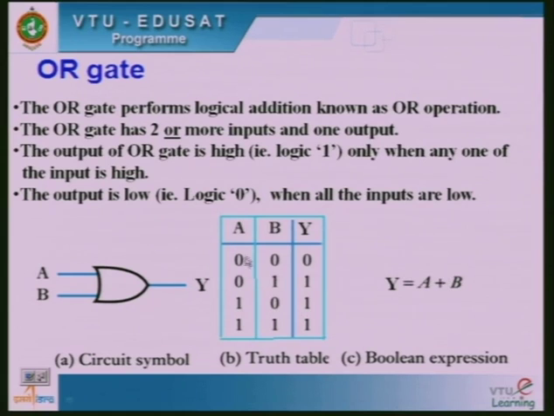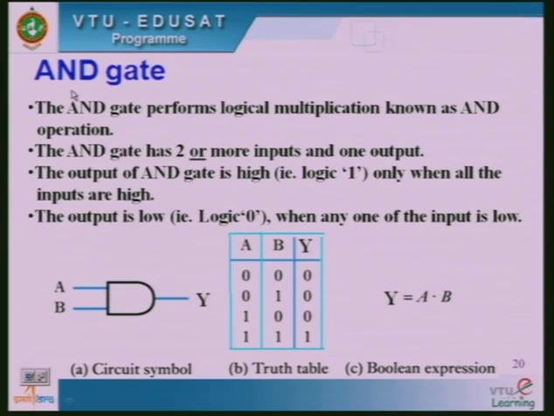The next one, A is equal to 1 and B is equal to 0. If you indicate this at the input, then this becomes 1 plus 0, and the result is equal to 1. If both the inputs are 1 1, then according to Boolean algebra, 1 plus 1 is also treated as 1 only. The symbolic representation, truth table and the expression together we have written for the OR gate.